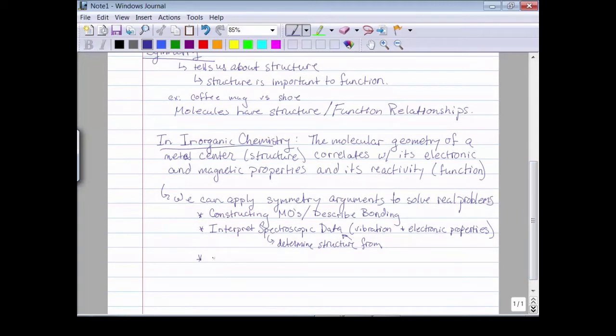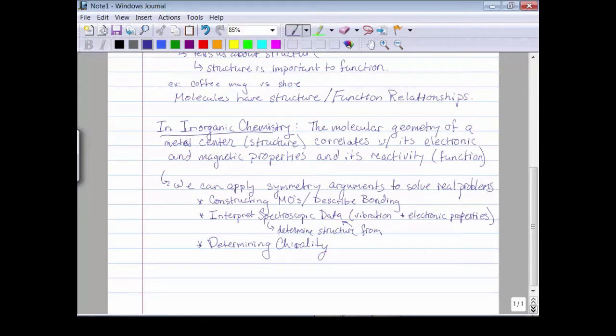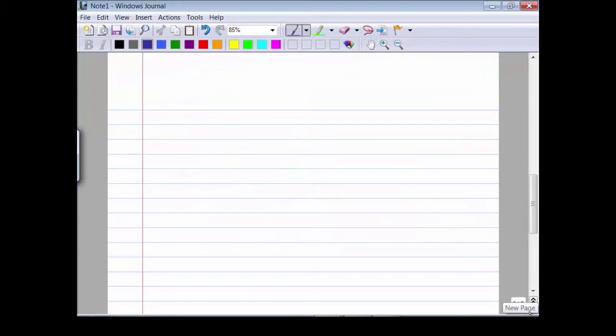A third thing it's useful for is determining whether something is chiral. So we're going to use group theory, and group theory is just something called symmetry elements that are organized into groups. Symmetry elements organized into groups, which are called point groups, is group theory.